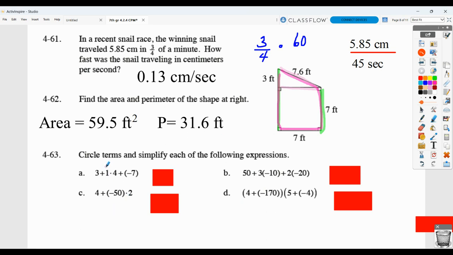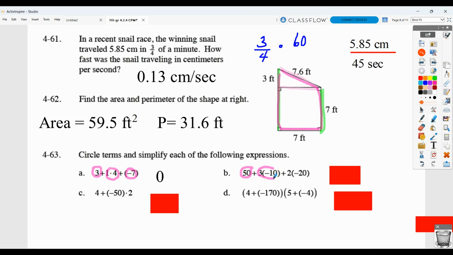Here, they want you to circle the terms and then simplify. So remember, terms are always separated by addition or subtraction. So those would be the 3 terms. And then we would say 1 times 4 is 4, 3 plus 4 is 7, 7 plus negative 7 is 0. Again, you should have more work than what we have here.